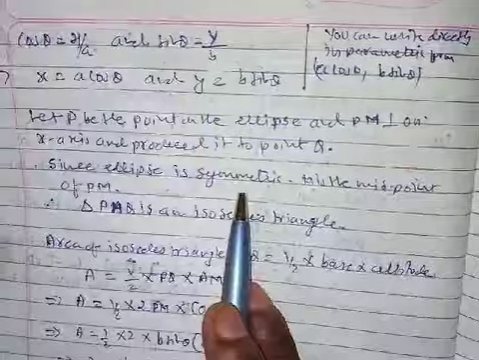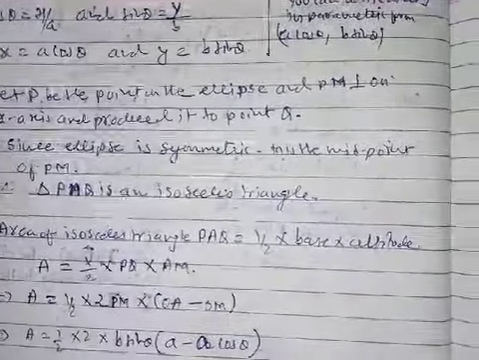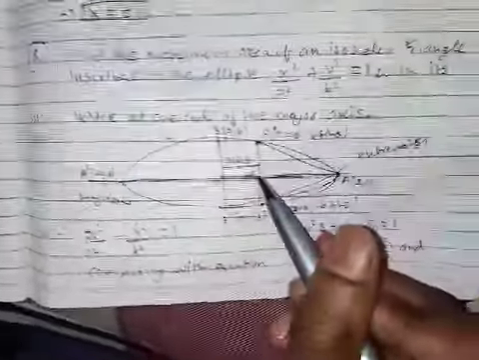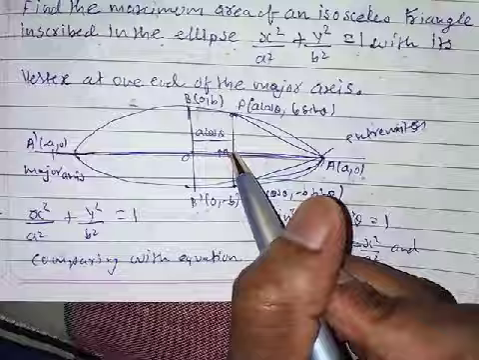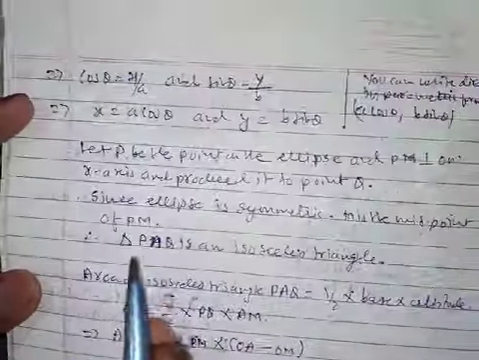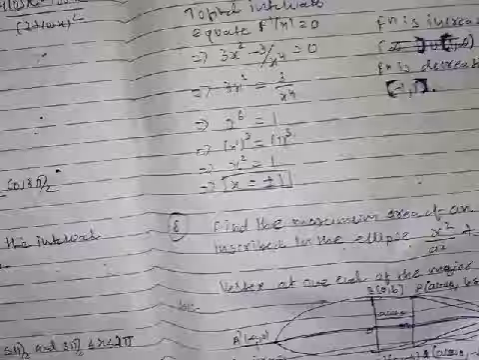Since the ellipse is symmetrical, M is the midpoint of PQ. See, the ellipse is always symmetrical. So M is the midpoint of PQ.